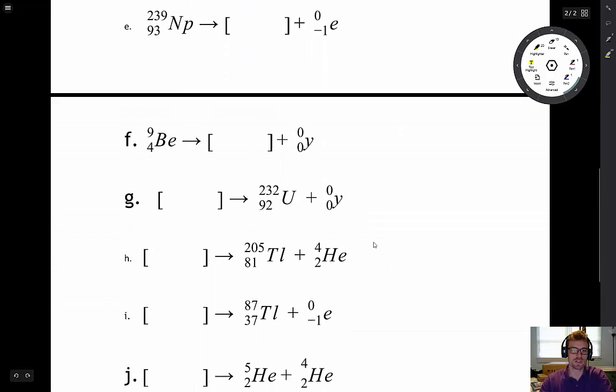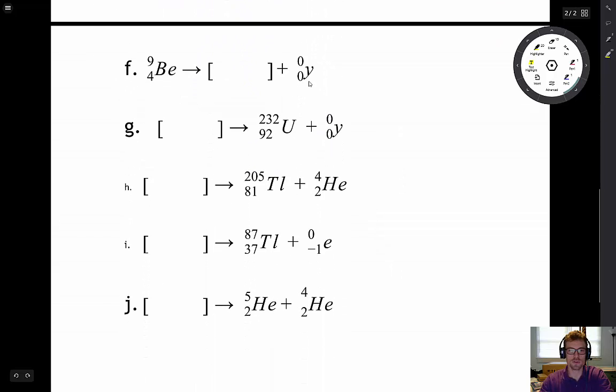Last thing I want to talk about is what do you do if it is a gamma decay, okay? So if this is a gamma decay, a gamma particle, you'll notice that it's 0, 0, so there's going to be no change. And if it's still the same atomic number, it's still going to be beryllium, okay?